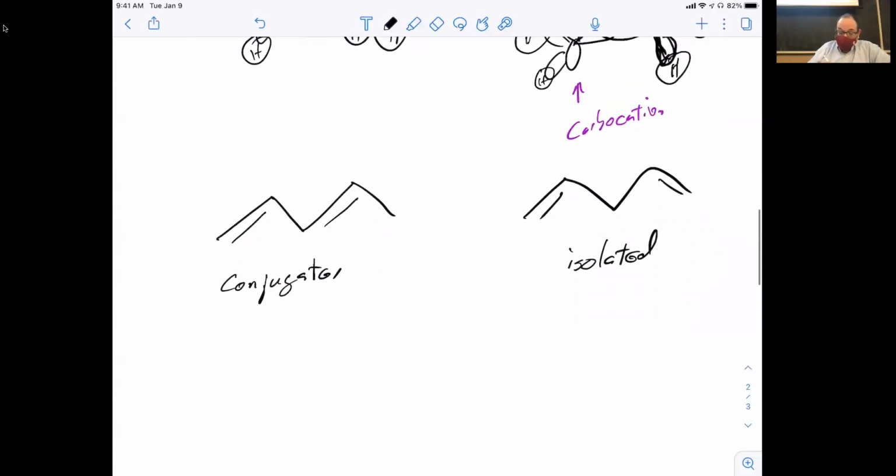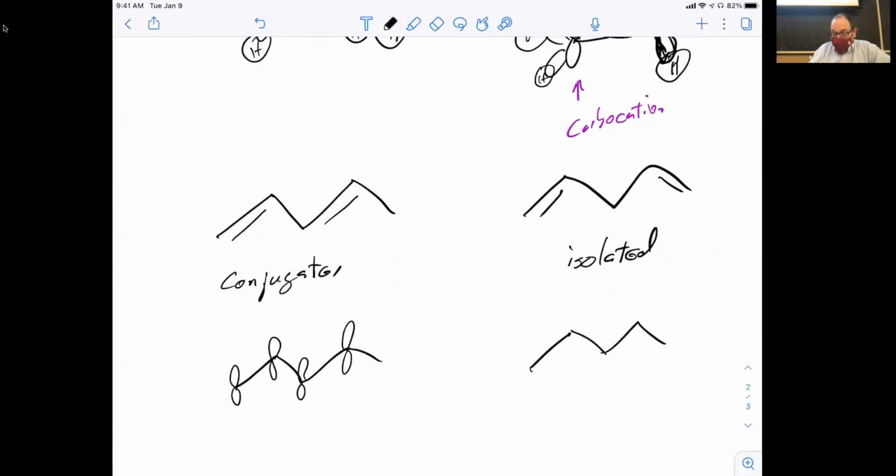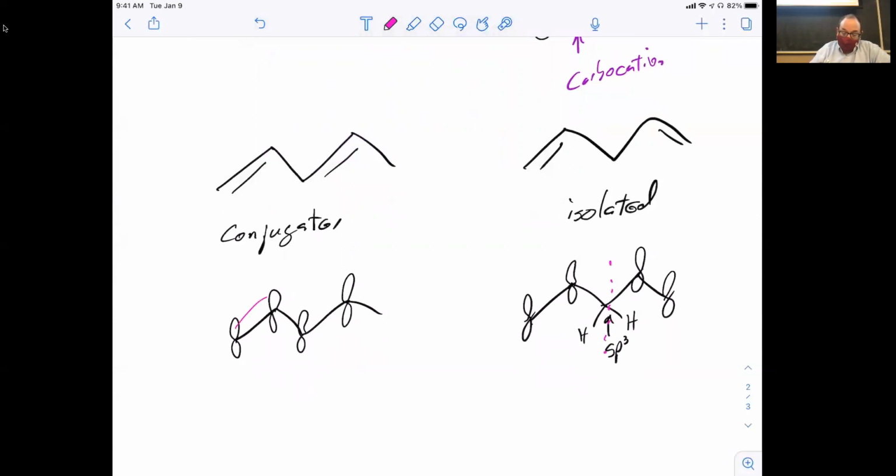If we look at conjugated, what we end up with is a continuous p orbital path, right? Where over here we've got a p orbital, but then in the middle we've got an sp3. So this sp3 carbon breaks up that conjugation. There's no conjugation. But here, I could say that I have conjugation through all that pi system, assuming that the pi system is aligned.